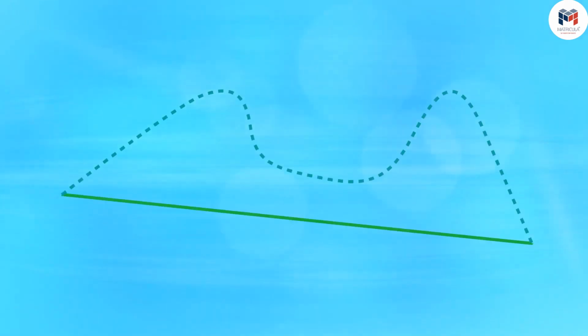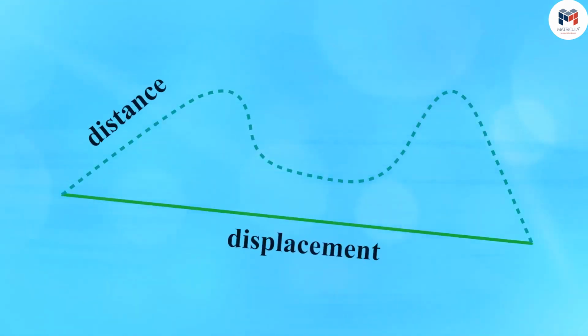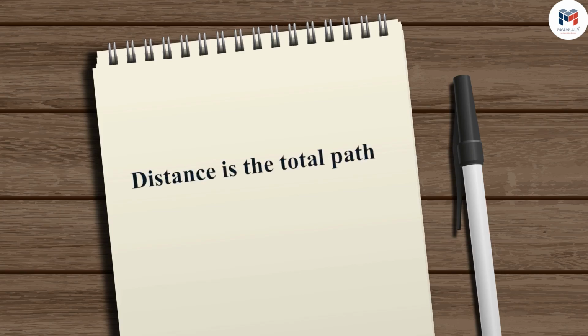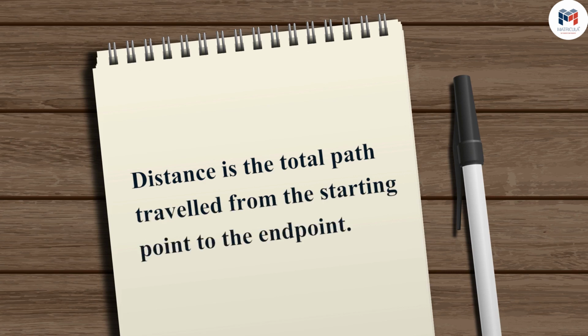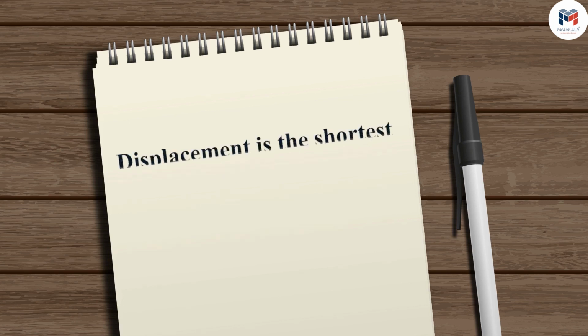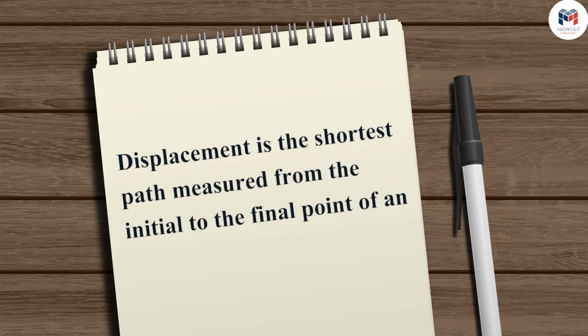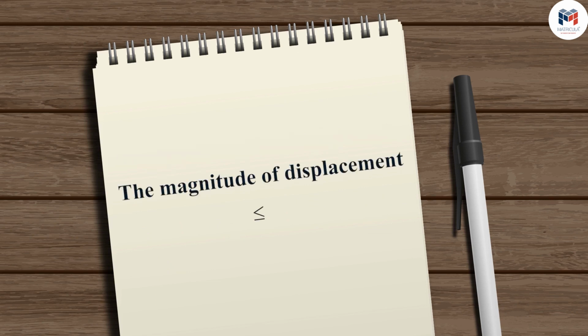So, now we can understand what we mean by distance and displacement. Distance is the total path travelled from the starting point to the end point. And the shortest path measured from the initial point to the final point of an object is known as the displacement. Always remember that the magnitude of displacement is less than or equal to the distance.